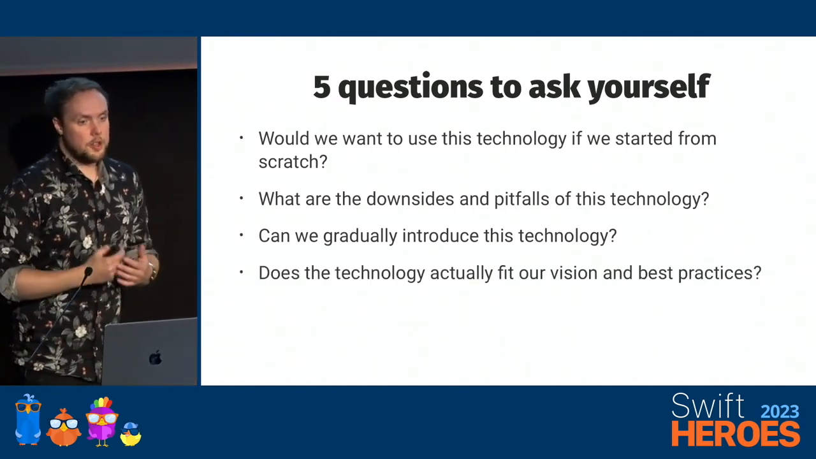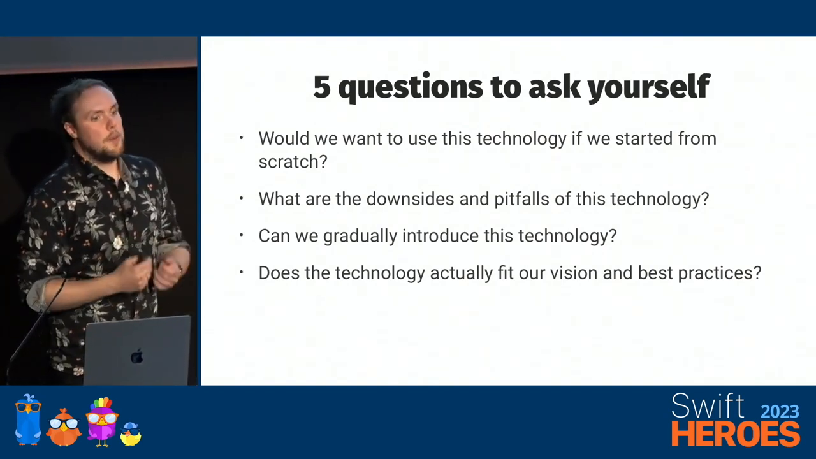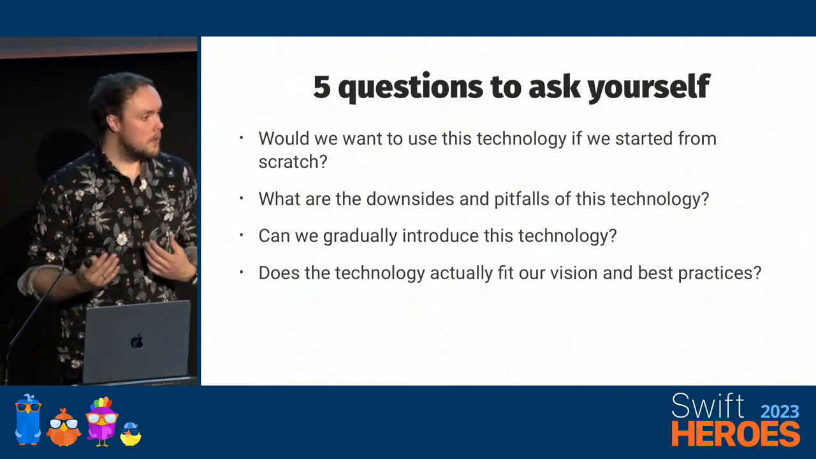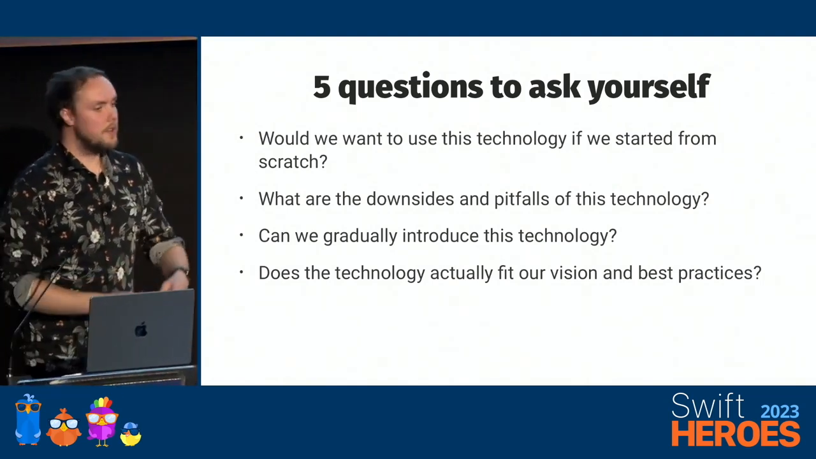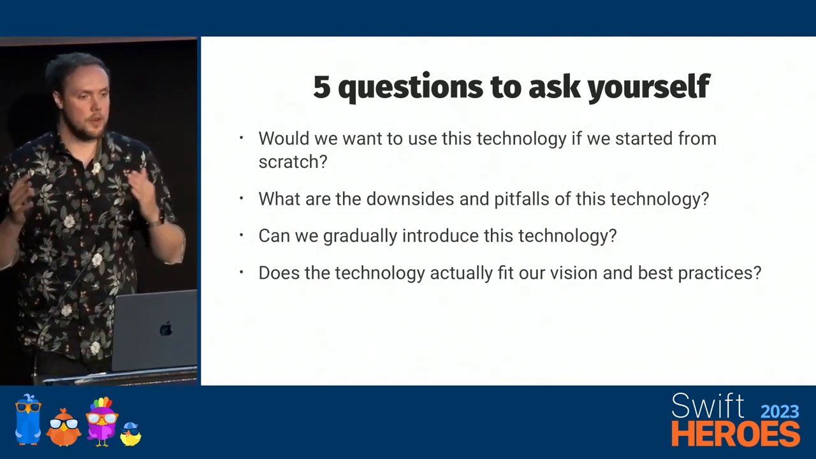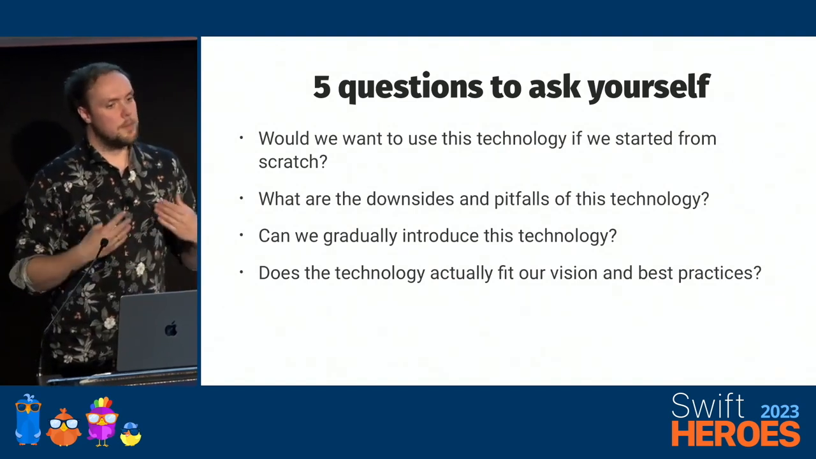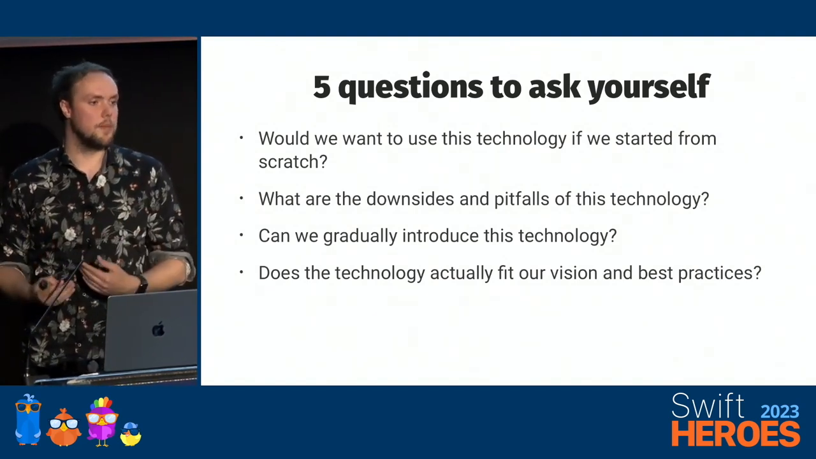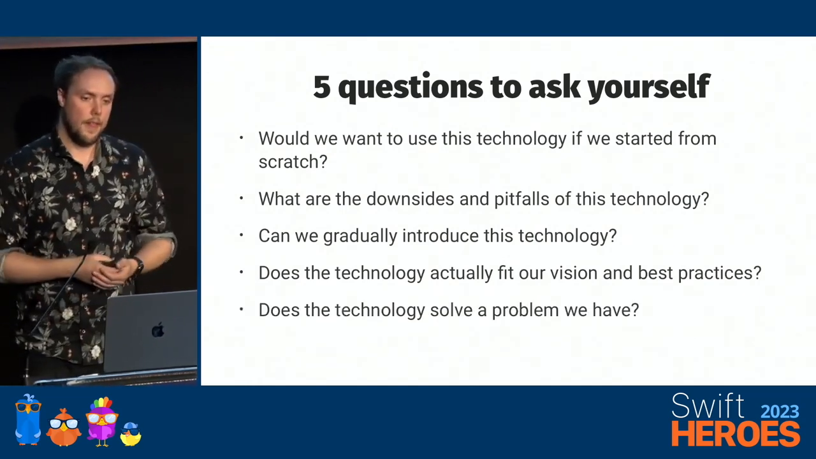Does this fit our vision and best practices? And this is an interesting one. If you modeled your entire application on using stuff like RxSwift, then it might not make a lot of sense to move to async await, because everything you're doing is modeled behind reactive programming. So shifting from that paradigm to something new is more than just introducing some new syntax. It's going to require you to re-architect a lot of what you do.